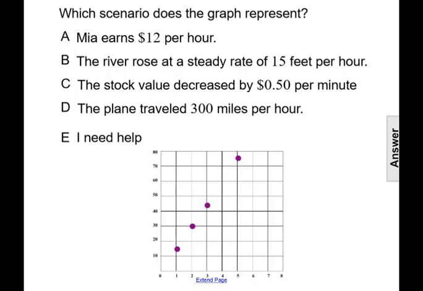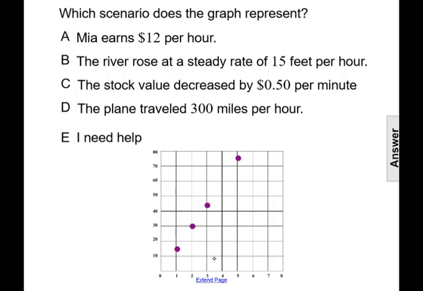Which scenario does the graph represent? Mia earns $12 per hour. The river rose at a steady rate of 15 feet per hour. The stock value decreased by 50 cents per minute, and the plane traveled 300 miles per hour.